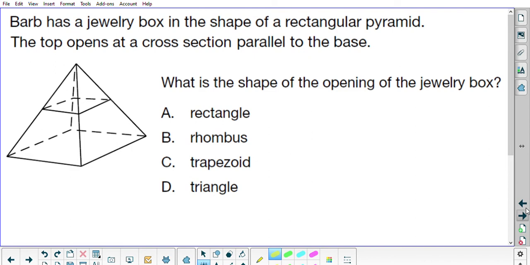The top opens at a cross-section parallel to the base. What is the shape of the opening of the jewelry box? Hit pause on the video, figure out which is the answer, then hit play when you're ready to see how you did.